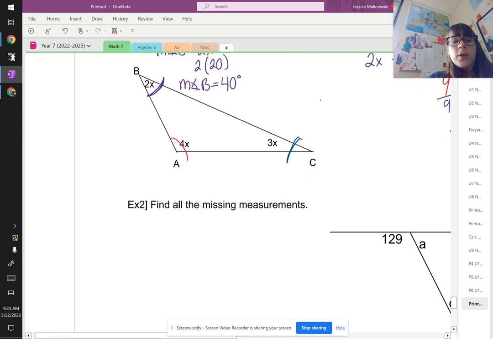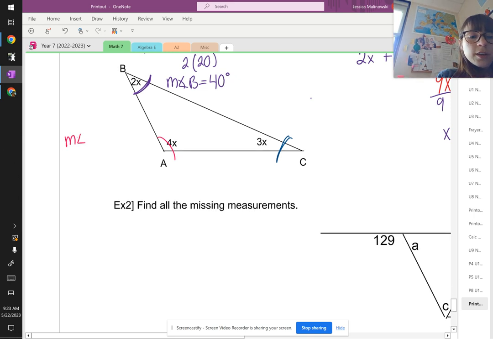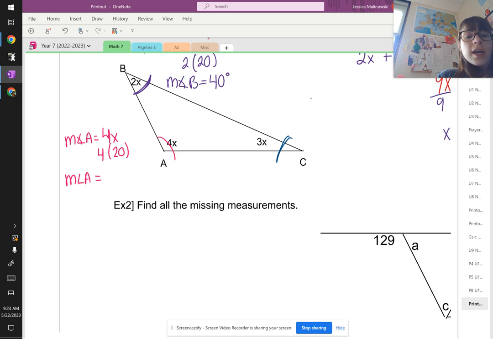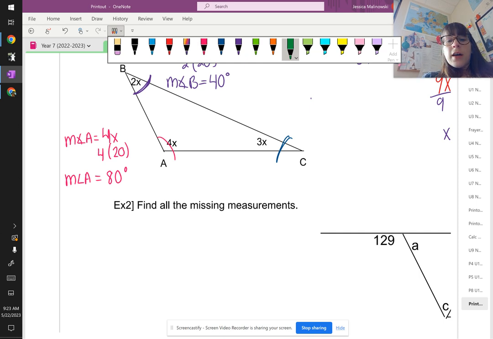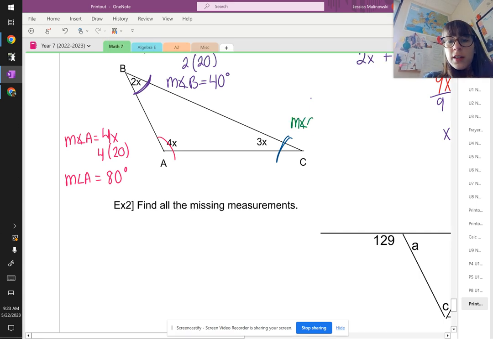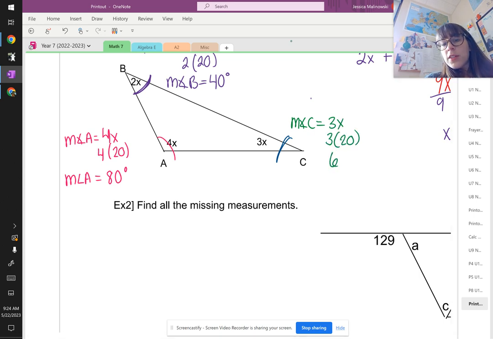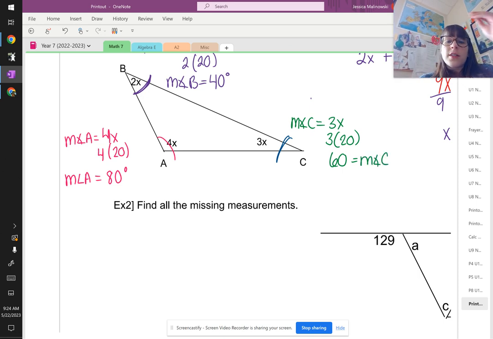Up next, going to angle A, the measure of angle A is equal to 4x. Using those parentheses when I'm substituting gives us the measure of angle A to be 80 degrees. And last but not least, the measure of angle C is equal to 3x. 3 times the 20 gives us 60. So that's the measure of angle C, which makes sense because 60 plus 40 is 100, and 100 plus 80 is that 180 degrees total.